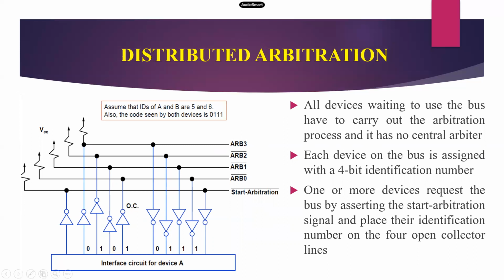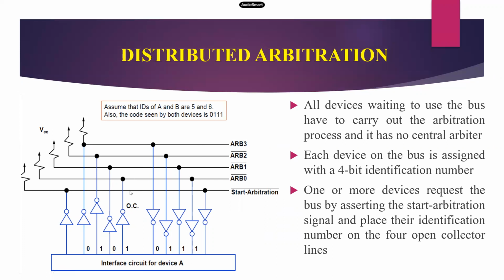All devices waiting to use the bus have to carry out the arbitration process, and there is no central arbiter. Each device on the bus is assigned a 4-bit identification number. One or more devices request the bus by asserting the start arbitration signal and place their identification number on the 4 open collector lines. So this is the diagram: interface circuit for device A. There are 2 devices connected, device A and device B.